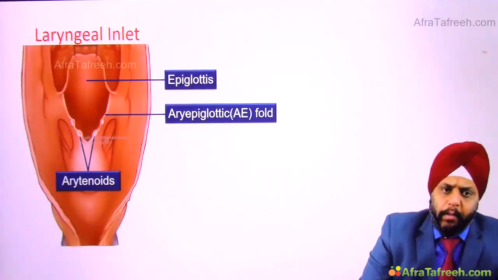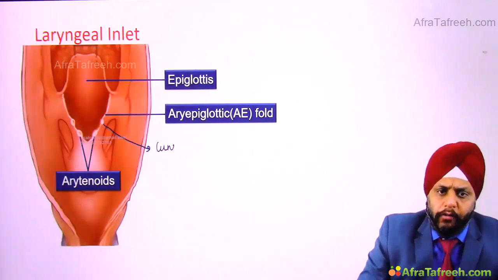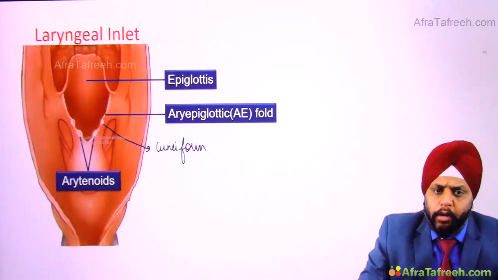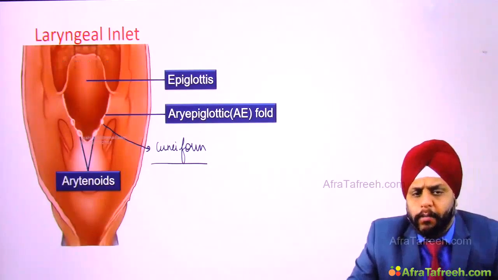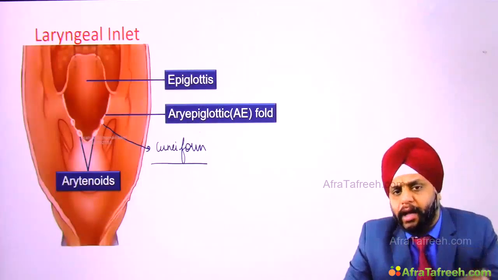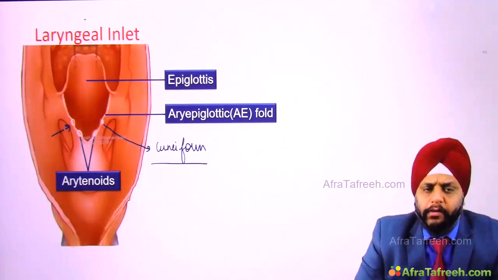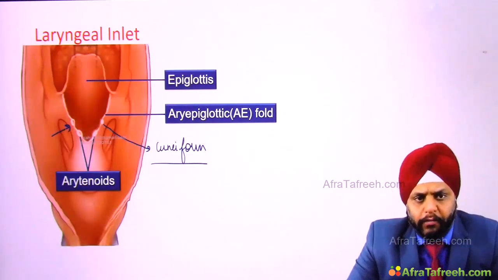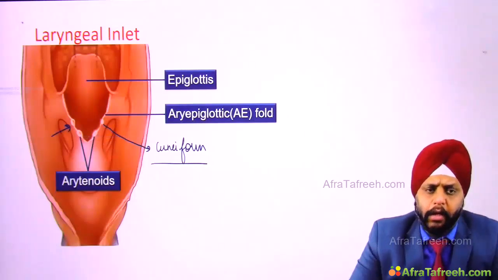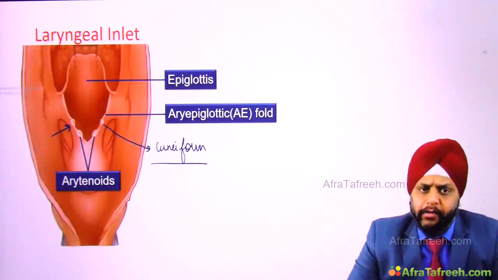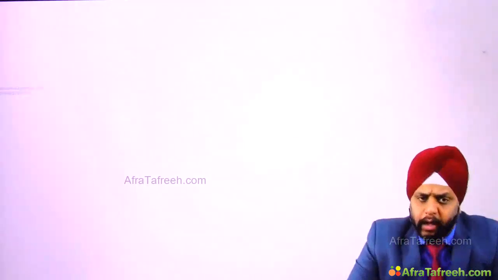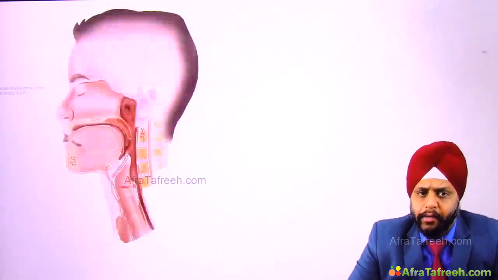Now remember, I told you that there are cuneiform cartilages. You can see the bulge in the AE fold. The cuneiform cartilages lie in the aryepiglottic fold. So these are the cuneiform cartilages that we are highlighting over here for you to understand. So that is the laryngeal inlet. The air goes inside the larynx. Now what is there inside the larynx?